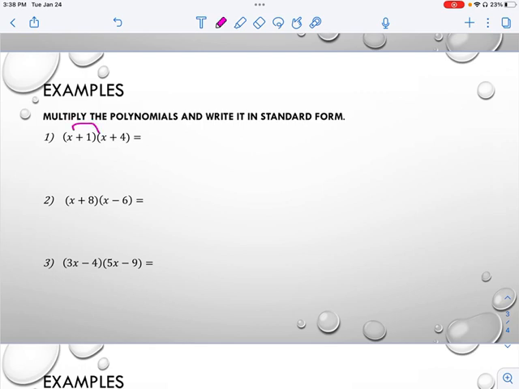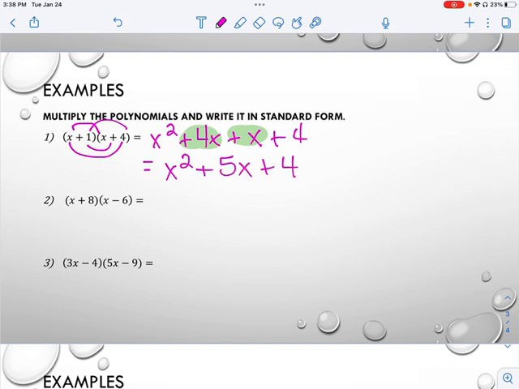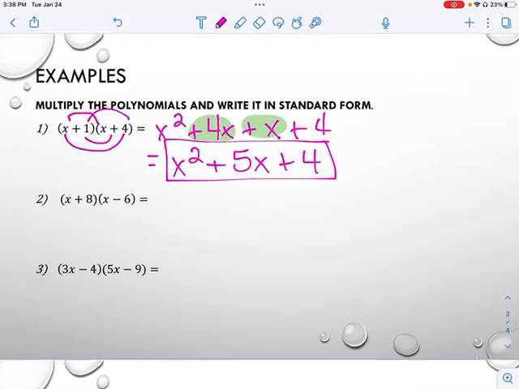So x times x, that gives me x squared. Outside, 4 times x, 4x. Inside, 1 times x, 1x. Last, 1 times 4 is 4. Now we combine our like terms, so we have x squared. Our like terms are a positive 4x and an x, so that would get me 5x, and then we would have our plus 4. And that is how we FOIL, okay?